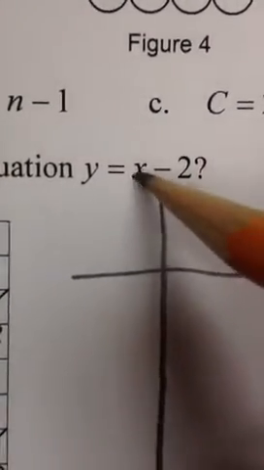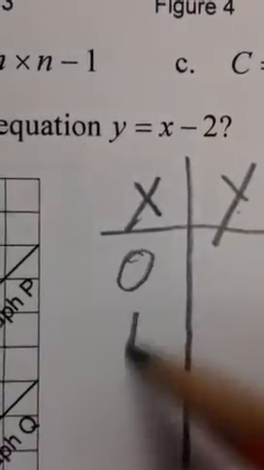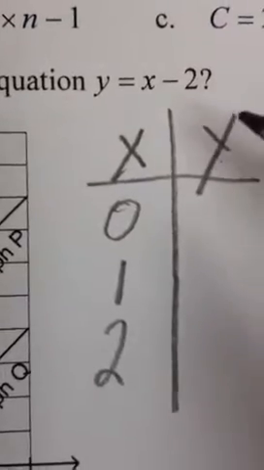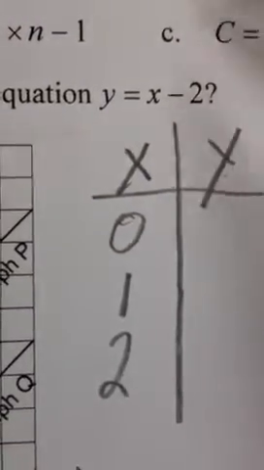Since the two variables are x and y, we'll make a column for x and y. And then we're going to just say, what would y be if x was 0, 1, and 2? I'm choosing these three numbers because they're quite small and it's going to be easy for me to do the calculation. So then we're just subbing in.